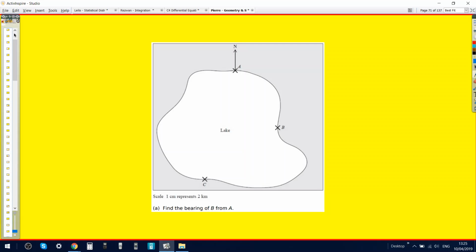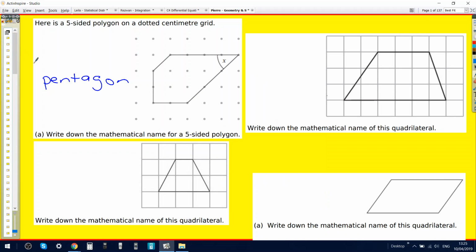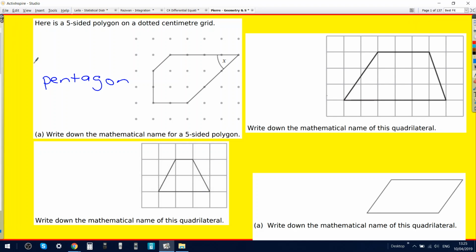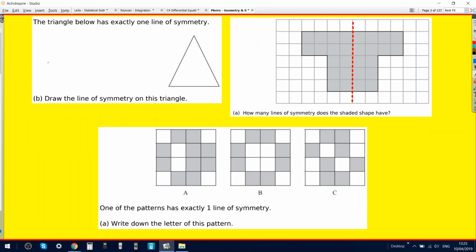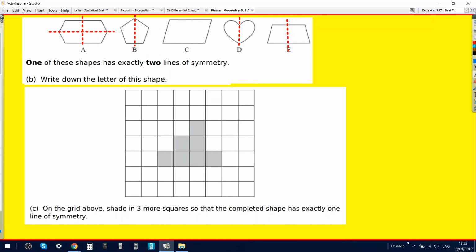There's more bearings and stuff. I'll just do a quick recap. No, we're good there. You'll be fine.